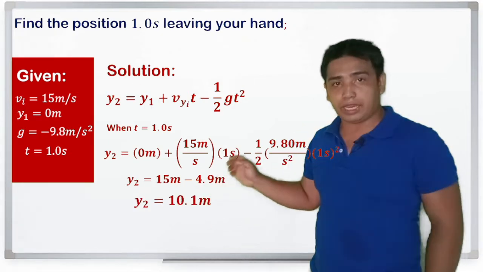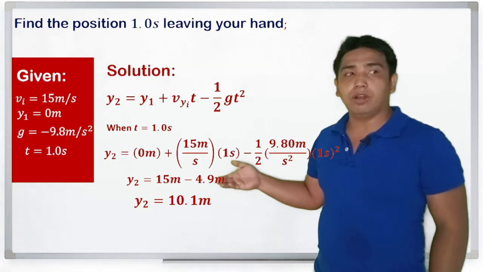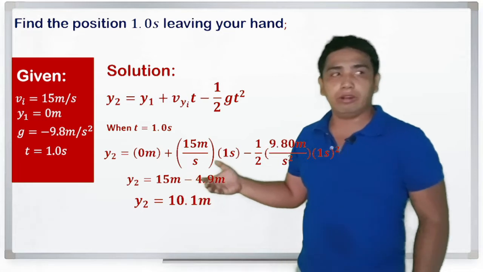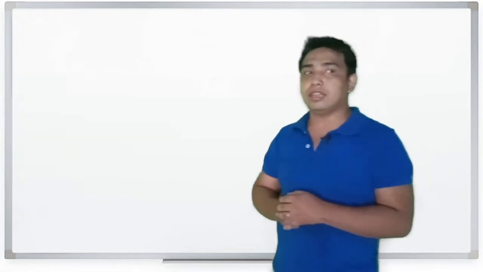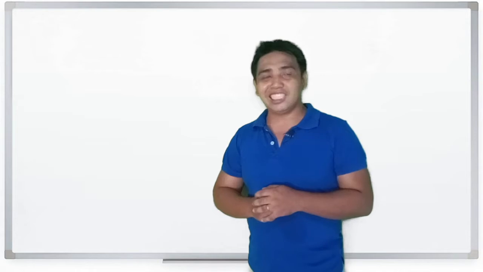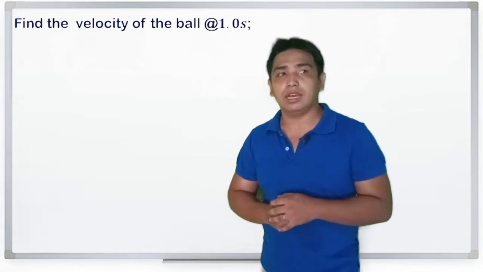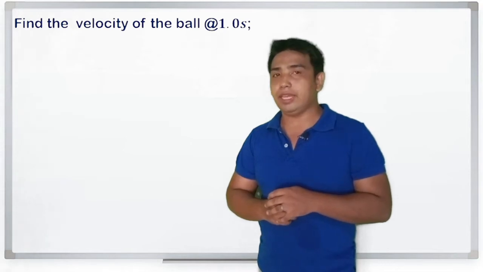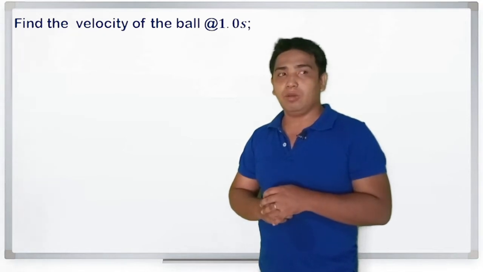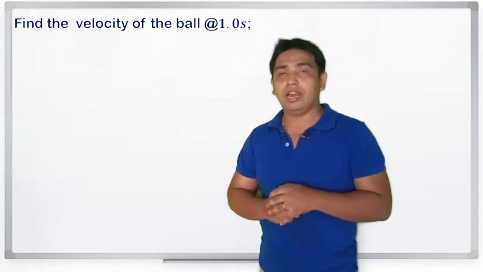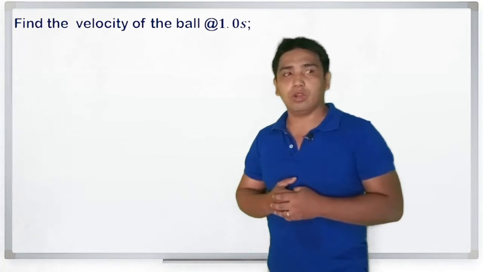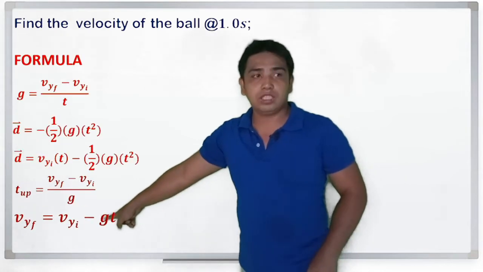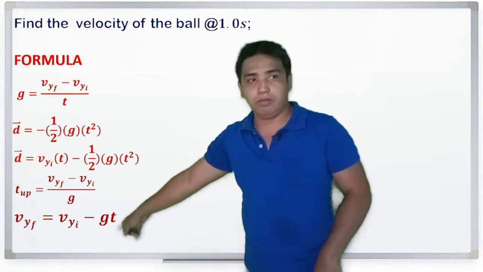So after 1 second, the ball is 10.1 meters above the railing. Now it is time to look for the velocity of the ball when it is 10.1 meters above the railing, which is at the time when the ball has left our hand after 1 second. So we can work with the formula below, which is Vyf equals Vyi minus gt.